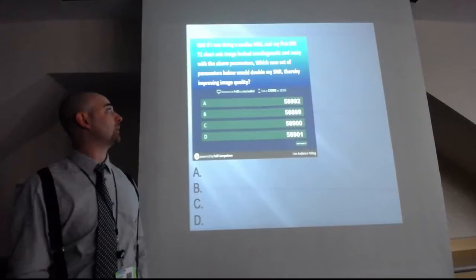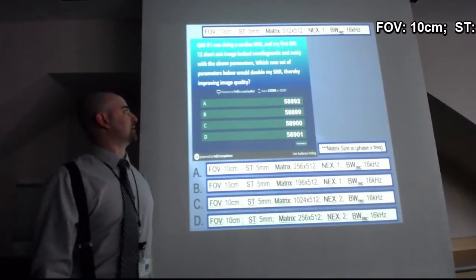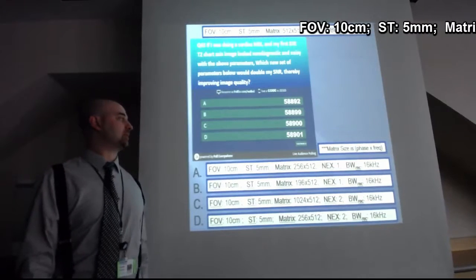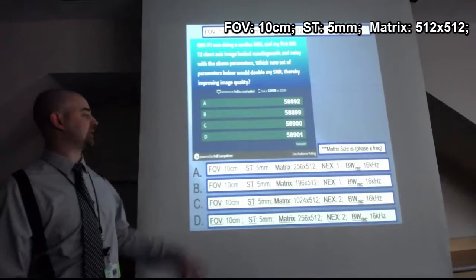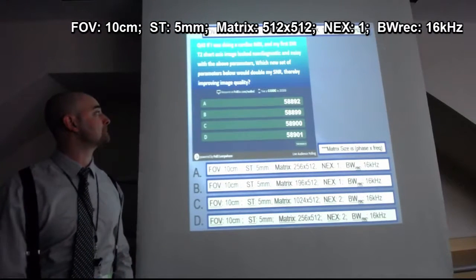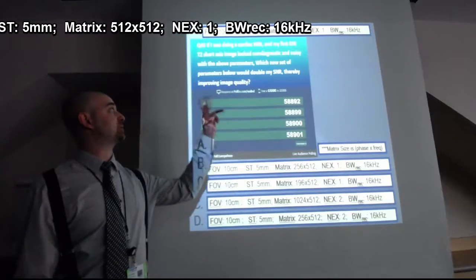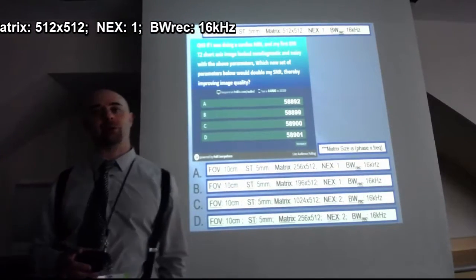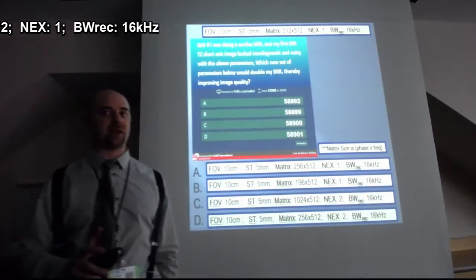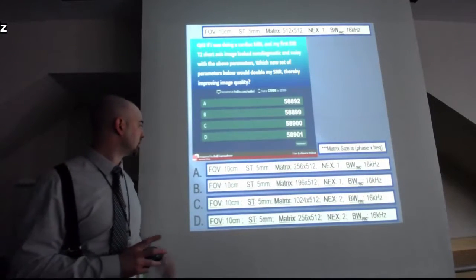All right, so again, the image doesn't look good. You want to double the signal to noise ratio. How are we going to do it with these 4 choices relative to that one? So in this one, there are differences in the matrix sizes. Notice that the first number is the phase matrix size, and the second one is the frequency matrix size.